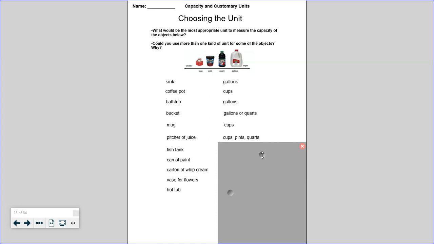How about a fish tank? And we're thinking like a big one. Gallons for sure. A can of paint? Probably quarts or gallons. A carton of whipped cream. And that'd be cups or pints, depending on how big it is. A vase for flowers, cups or pints. And how about a hot tub? Definitely gallons, because those are big.